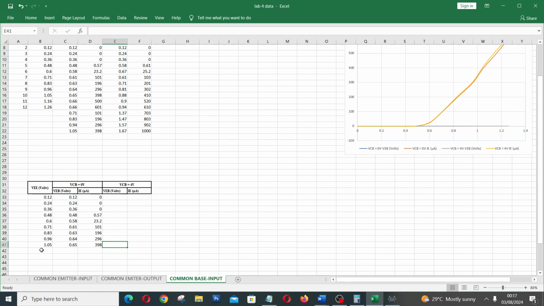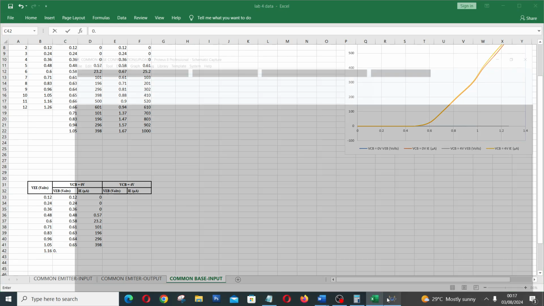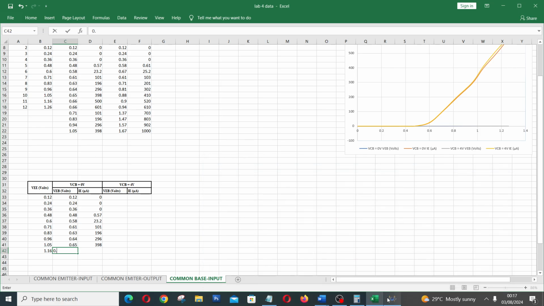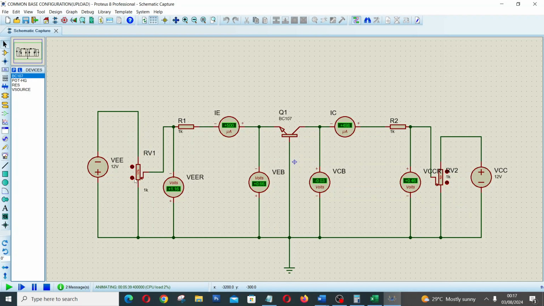1.16, 0.66, then 500 microamps. So let's stop here. You should not forget we stop at 1.16. Then we go to VCB at 4 volts.